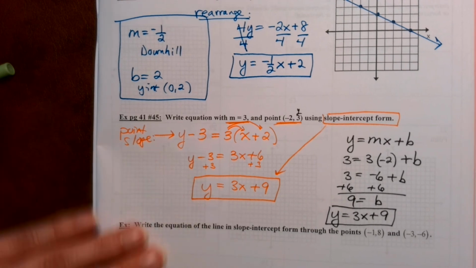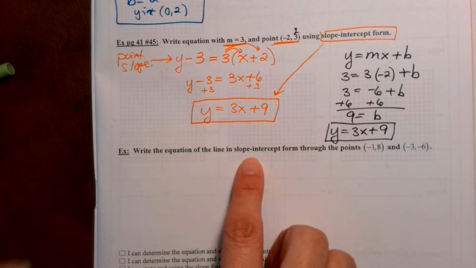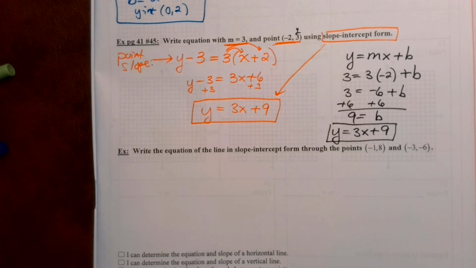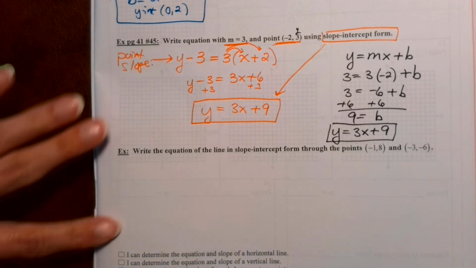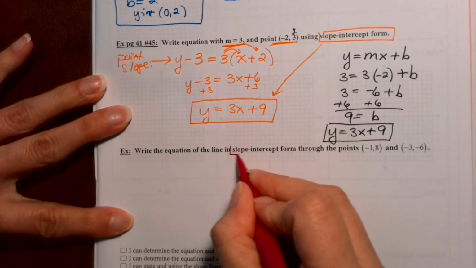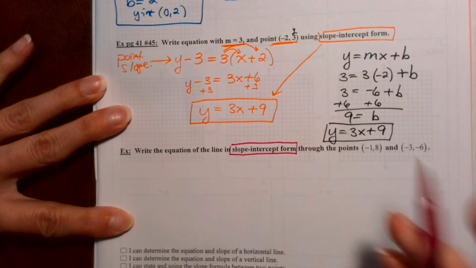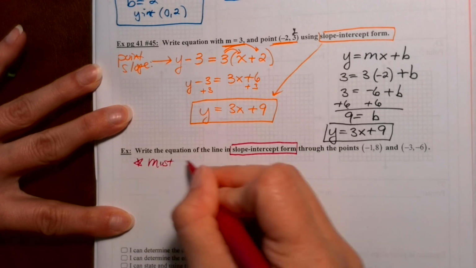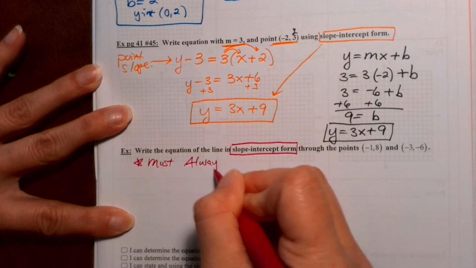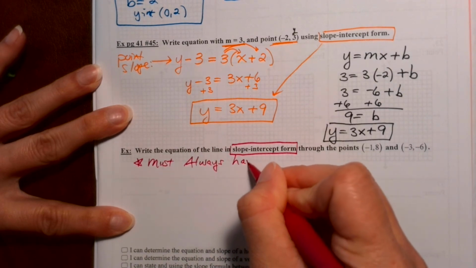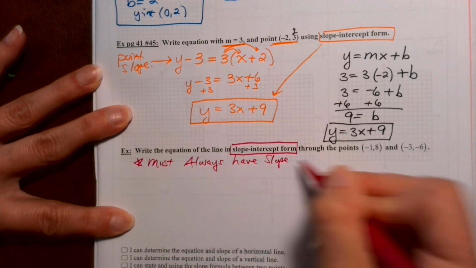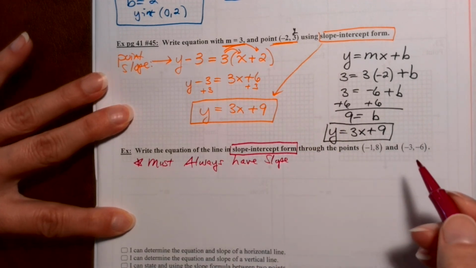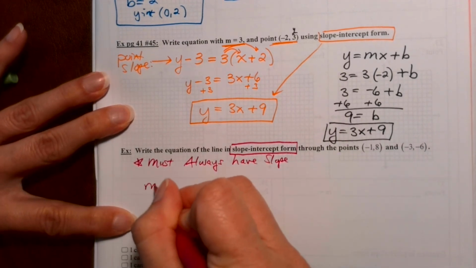Write the equation in slope-intercept form. Whenever you write an equation, no matter what form they want, you have to find a slope. You must always have the slope. And since they didn't give us the slope, we're going to have to find it ourselves.